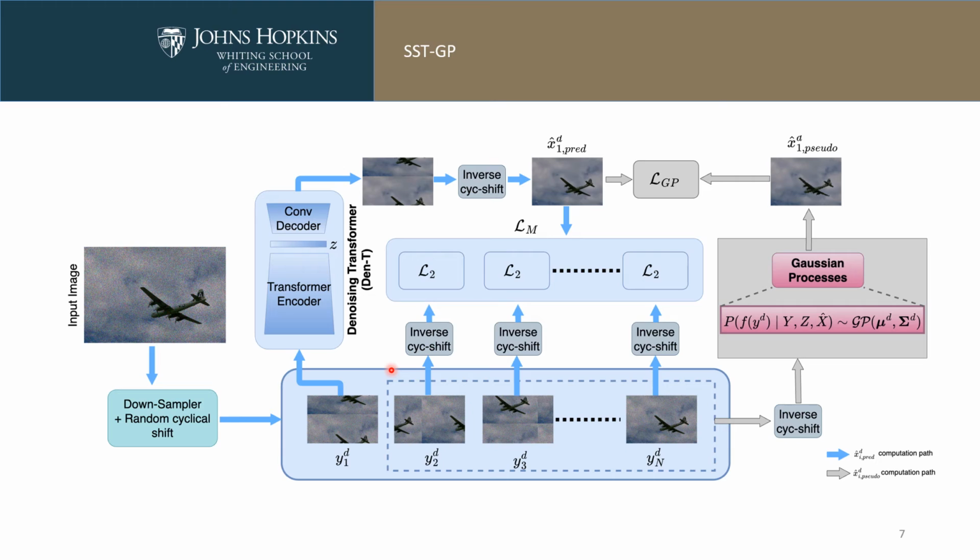The following diagram shows the overview of our proposed Gaussian process denoising method, where we take the input image, downsample and randomly cyclically shift to obtain the downsampled images and pass them to the denoising transformer, and also use the Gaussian process to generate the pseudo-ground truth for each downsampled image and compute the loss between the network's prediction and the pseudo-ground truth generated from the Gaussian process to update the network weights in order to learn the weights for the denoising task.